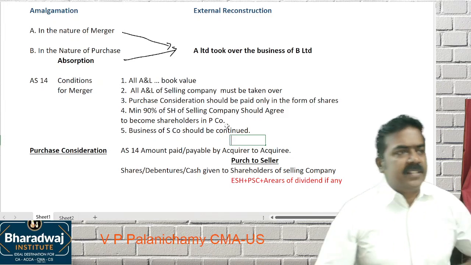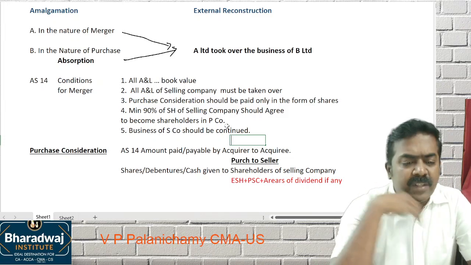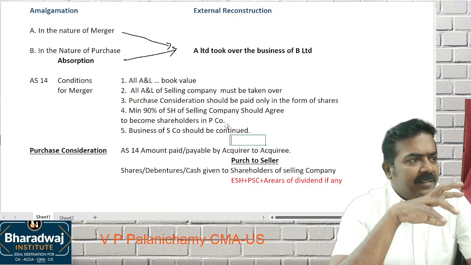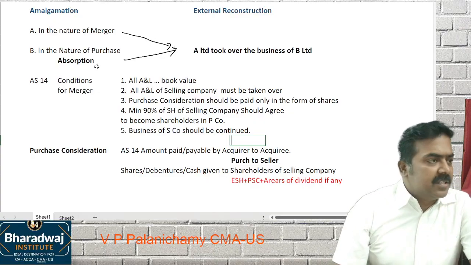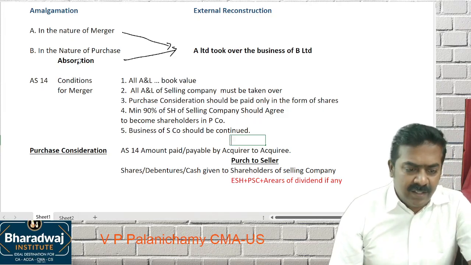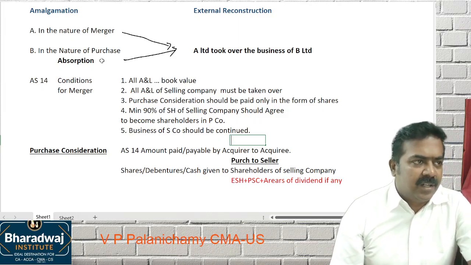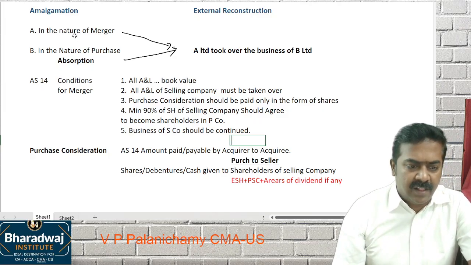We'll begin revising which one? Amalgamation chapter. Before we start, there are two types of amalgamation. One is in the nature of merger, another one is in the nature of purchase. The nature of purchase, we also call it absorption or acquisitions like that.